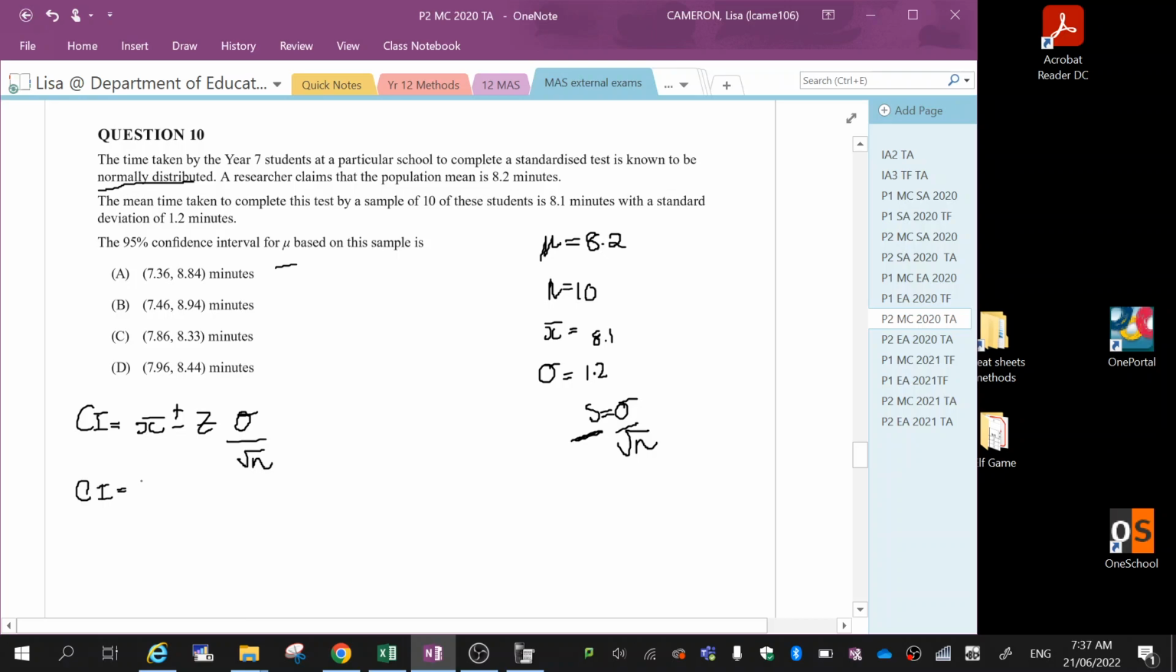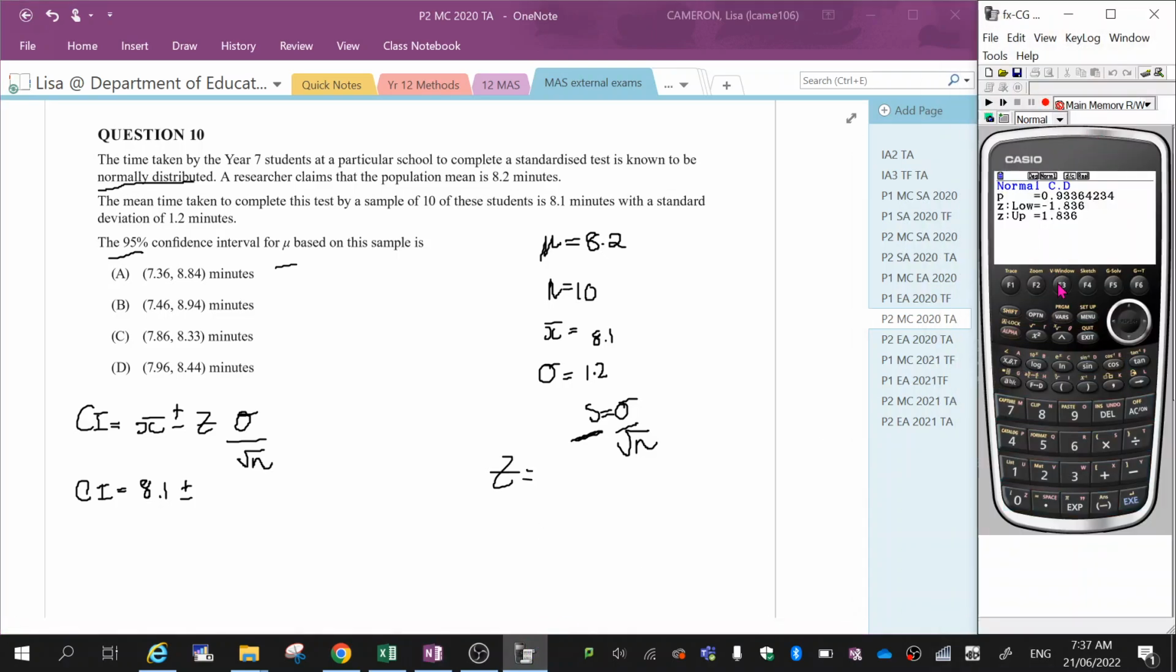So x average that we're given from our sample is that, plus or minus. Now, we don't have a z-score, but we are told that it is 95% confidence, meaning that we can calculate our z-score. So I'm going to go to my calculator.